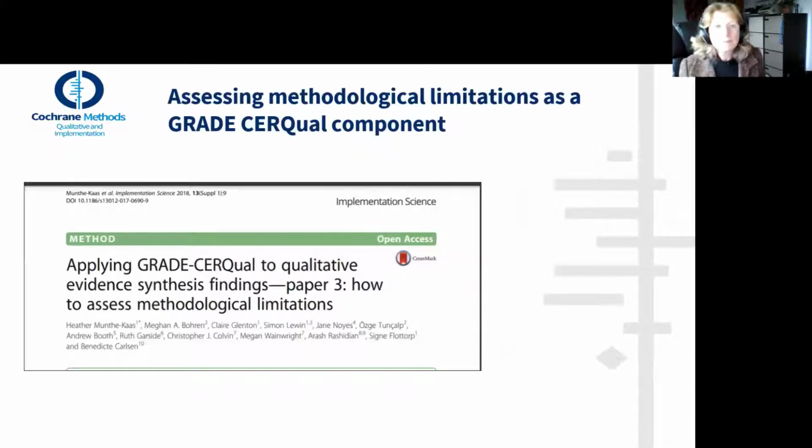And there is a paper. We have a series in Implementation Science on the whole GRADE-CERQual methodology. Paper 3 is how to assess methodological limitations. It's an excellent paper. I recommend that you read it.